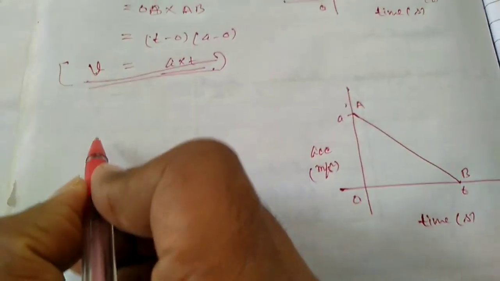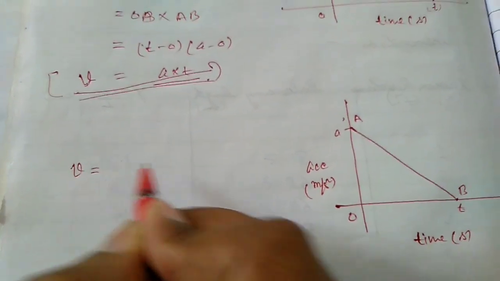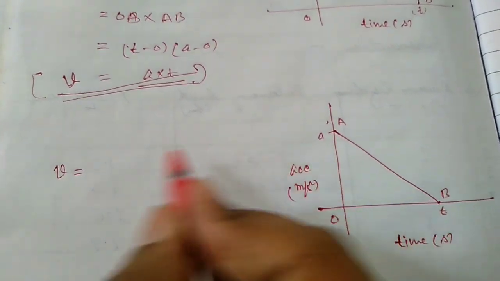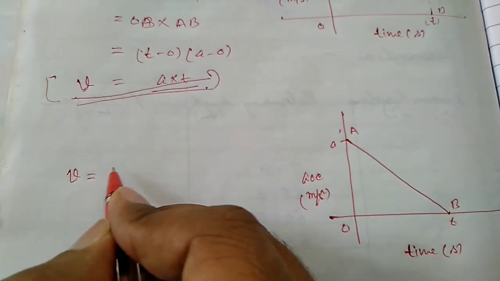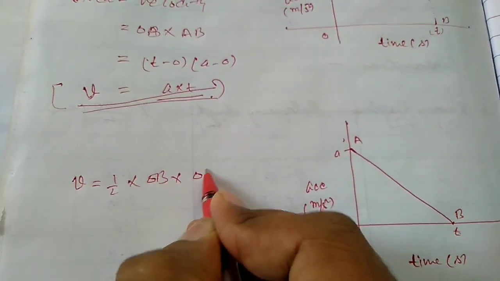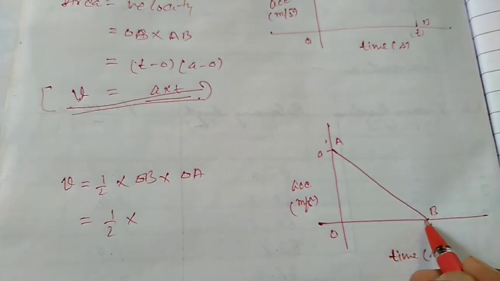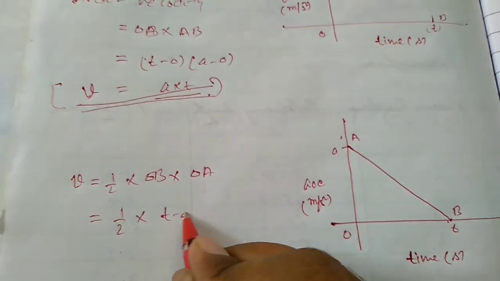So same way here we are not going to calculate area, we are going to calculate slope. Slope is what? Change in area, that is half into base into height. So half into base is OB, height is OA. You can see half into final minus initial. This is final, this is initial, t minus 0.